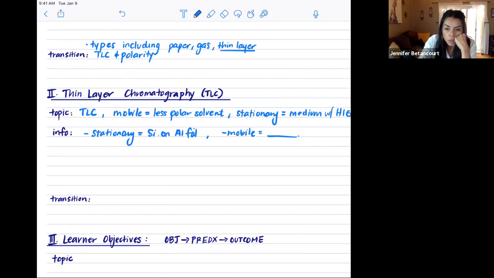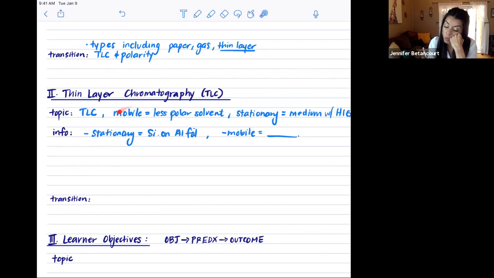Okay, so I'm getting a lot of generalized words rather than phrases. Just to remind you, I'm reading this straight from the expectations, but a bit more in-depth background on TLC. First thing is the general purpose. We've already covered that in the transition statement: TLC is going to separate compounds based on polarity. So that's the general purpose. Briefly, how does it work? We've already started to talk about that.